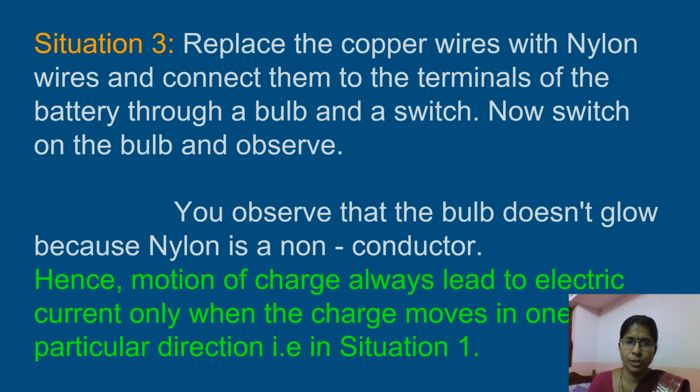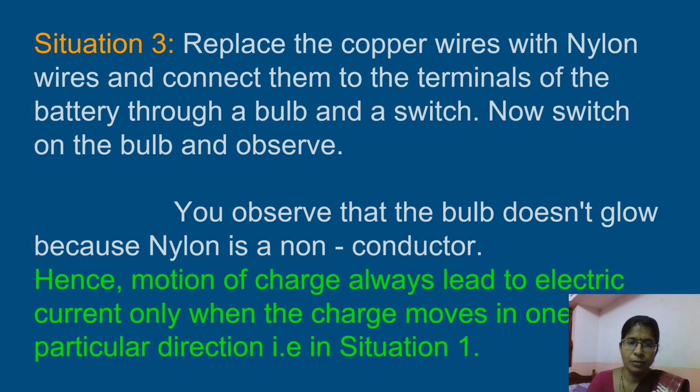See the third situation. Here in this, the copper wires are replaced with nylon wires and they are connected to battery and bulb. Then switch on the bulb. You can notice that the bulb doesn't glow here. The reason for this is, here the wires which are used are made up of nylon and they do not conduct electricity. So when they are not conducting the electricity, there is no flow of charge in the circuit.